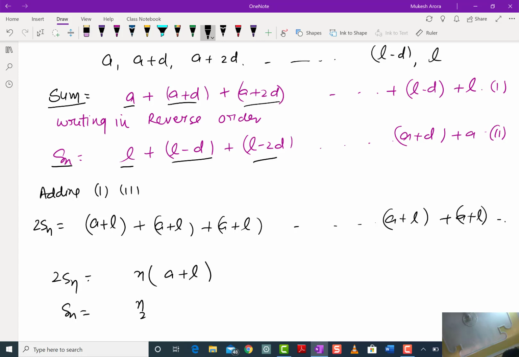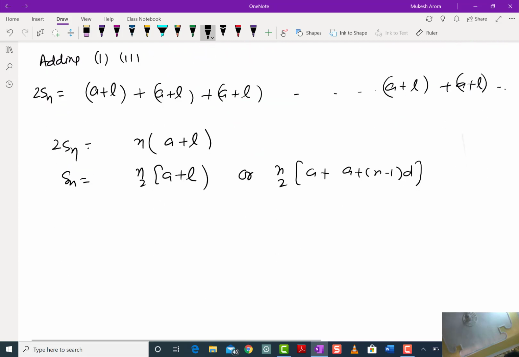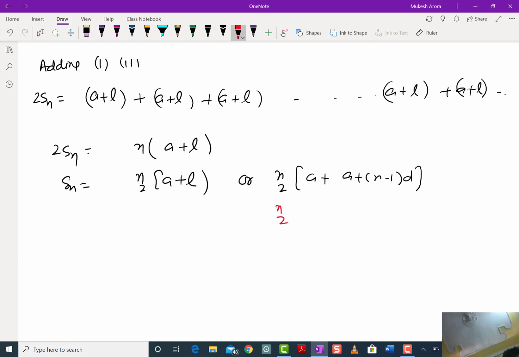Sn is equal to n by 2 into a plus l, or n by 2 into l, where l means a plus n minus 1 d, the nth term. So the final answer will be n by 2 into 2a plus n minus 1 d. Right?